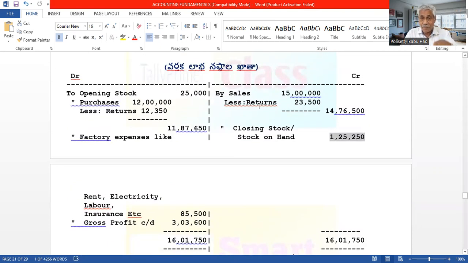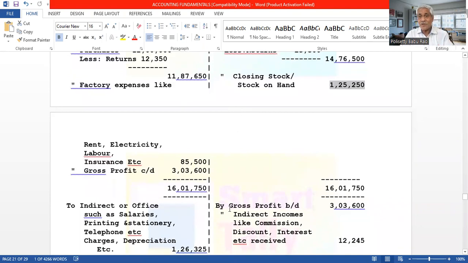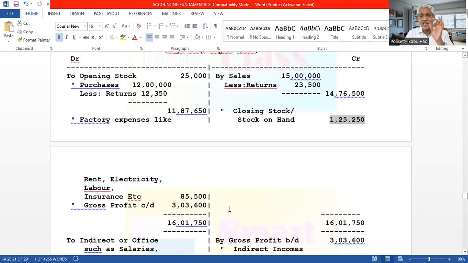This upper part is called the trading account. The next part is the profit and loss account. Totally we call it the trading and profit and loss account, or simply the profit and loss account. So profit and loss account means the trading account and the profit and loss account.